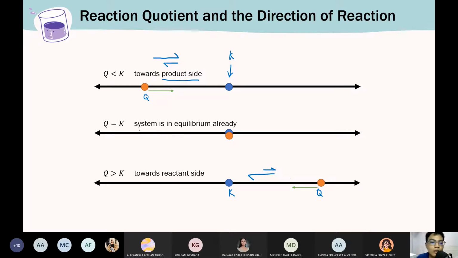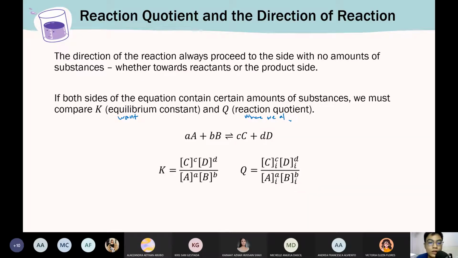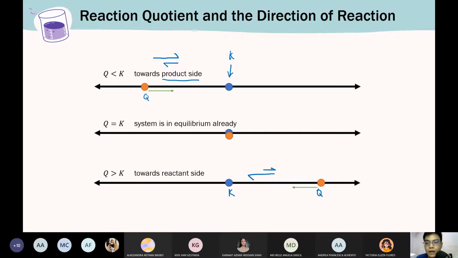And what if Q and K are equal? Then nothing will happen in our system. It will just stay as is. So, those are the things that we have to remember first. Q is similar to K, except that it uses the initial concentrations. And depending on the position of Q and K on your number line, you can have different directions. So it's important, and I hope you can retain it, because later we will apply this topic in the actual equilibrium problem.